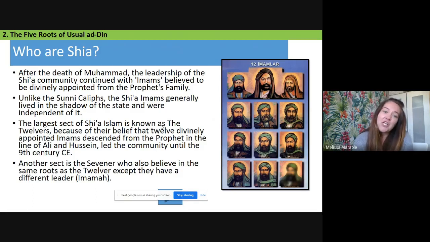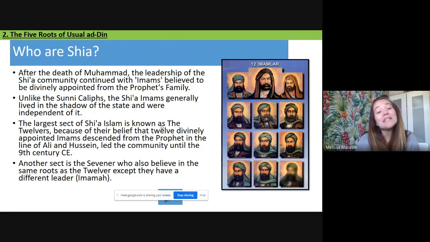So the leadership of the Shia community continued with imams believed to be divinely appointed from the Prophet's family. Unlike the Sunni caliphs, which started with Abu Bakr, the Shia imams generally lived in the shadow of the state and were independent of it. The largest sect of Shia Islam is known as the Twelvers because of their belief that 12 divinely appointed imams descended from the Prophet himself, Muhammad, in the line of Ali and Hussein. They're the 2 really important imams. And they led the community until the 9th century.